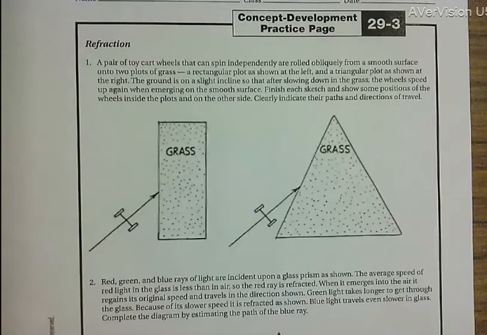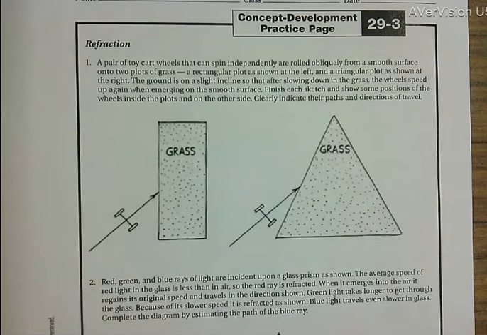So number one: a pair of toy cart wheels that can spin independently are rolled obliquely from a smooth surface onto two plots of grass. A rectangular plot is shown on the left and a triangular plot is shown at the right. The ground is on a slight incline so that after slowing down in the grass, the wheels speed up again when emerging on the smooth surface. Finish each sketch and show some positions of the wheels inside the plots and on the other side. Clearly indicate their paths and directions of travel.